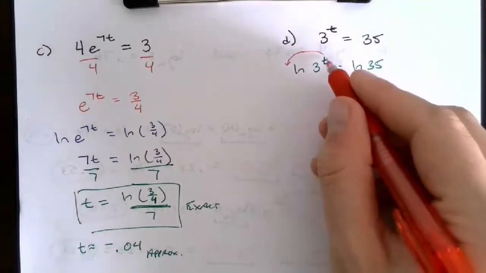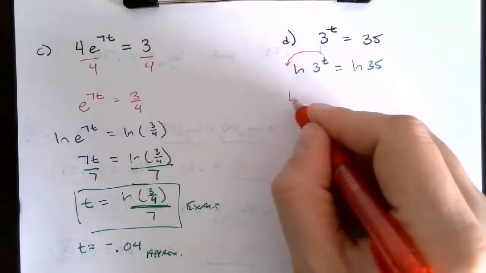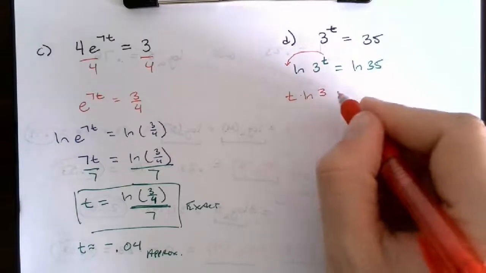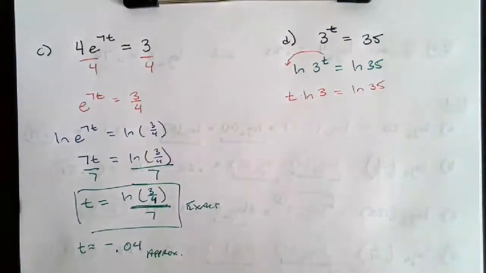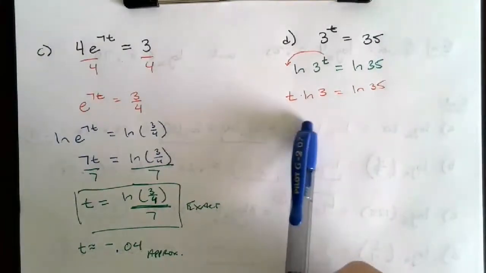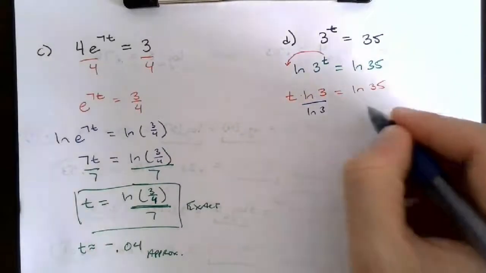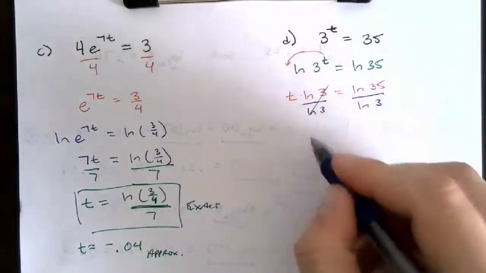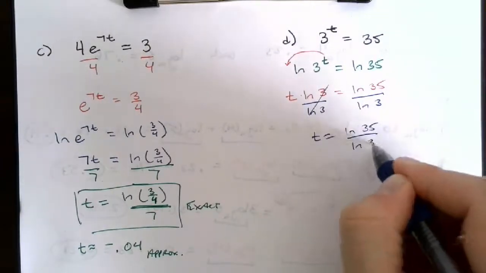But the log rule says if I have log of something being raised to a power, I can bring the power in front and then just keep the log as multiplication right after it. So it's t times natural log of 3 equals natural log of 35. And then I want to solve for t. Well, if this is t times natural log of 3, you want to divide by natural log of 3 and divide by natural log of 3. And these cancel. You end up with t equals natural log of 35 over natural log of 3.